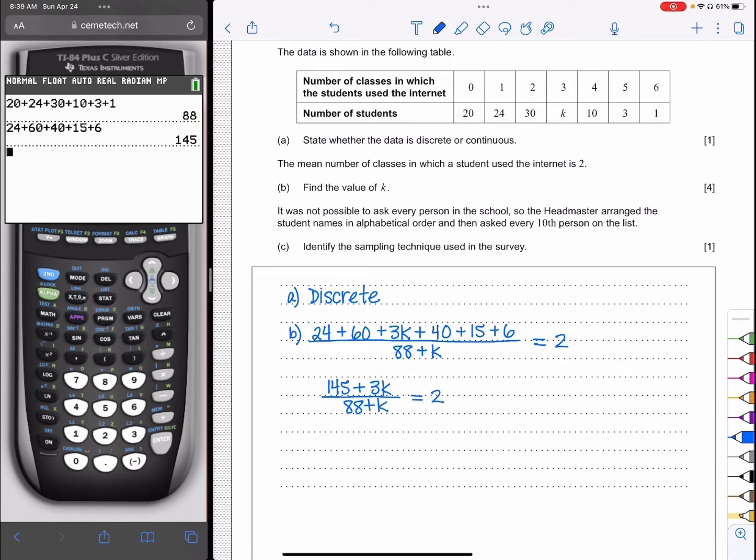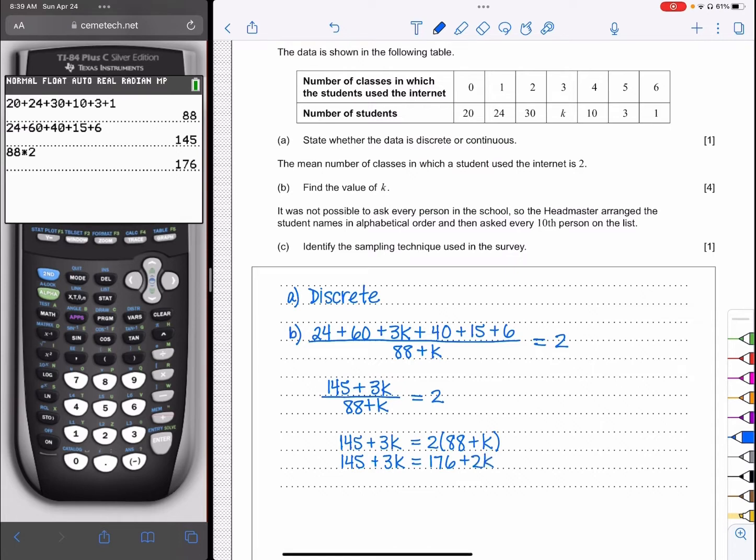I'm going to multiply both sides by 88 plus K, so I will end up getting 145 plus 3K is equal to 2 times 88 plus K. So when I do that, I will end up getting 145 plus 3K is equal to 88 times 2, which is 176, plus 2K.